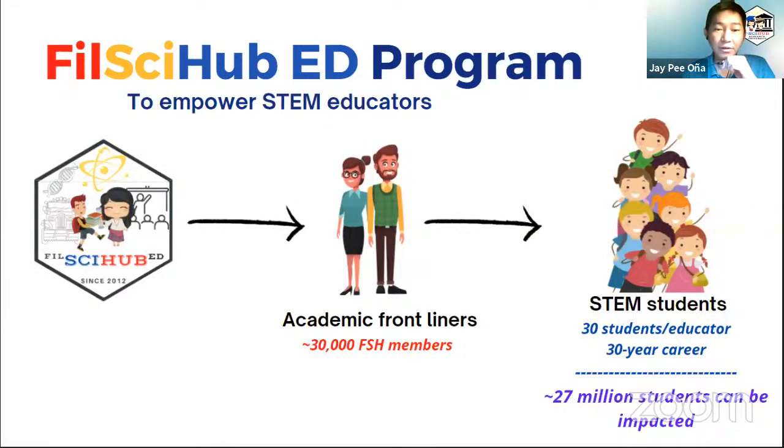Right now we have 30,000 strong Fieldside Hub members on Facebook, and we just thought that we have this potential to influence 30,000 educators. If we try to multiply the number of teachers, let's say on a 30-year career, each one would have 30 students, that would translate into 27 million students impacted, and that's already a significant number in order to create a new culture of STEM.